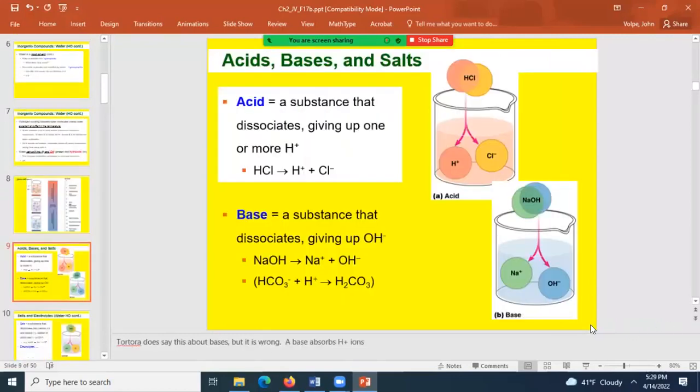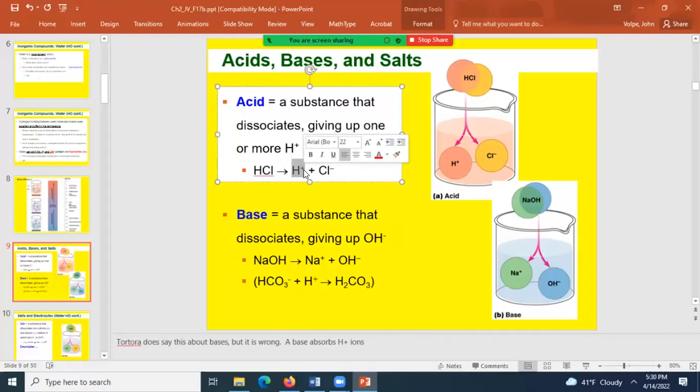So an acid is defined as a substance that dissociates, giving up 1 or more hydrogen ions, or an H plus ion. An example of an acid is HCl. When you put HCl in water, the HCl will break apart into H plus and Cl minus. And that is why HCl is an acid, because it gives off hydrogen ions.